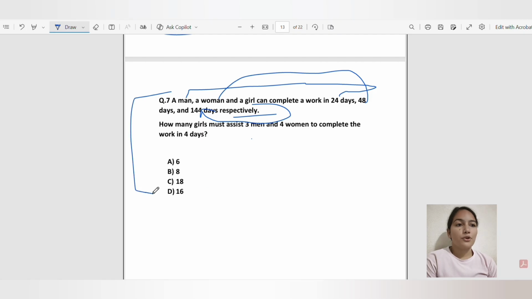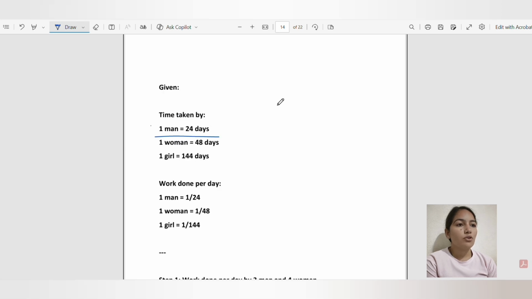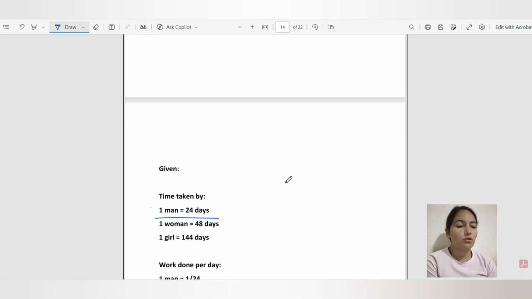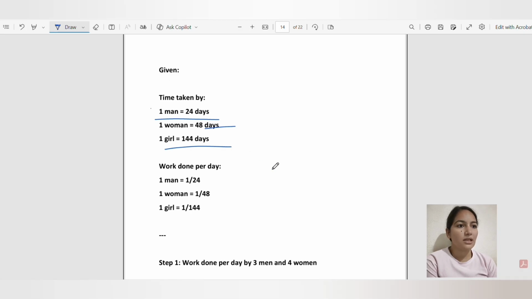This is also an important concept. So topics from work and aptitude questions come in every placement. So do prepare this topic well as well. Okay, let's see the answer. Time taken. So one man can take 24 days to complete a task. This is given in the question itself. Okay, and a woman takes 48 days to complete a task and a girl takes 144 days to complete a task.